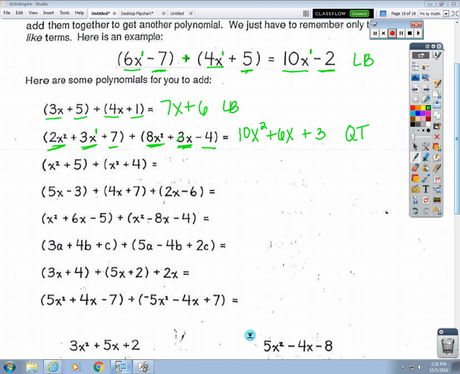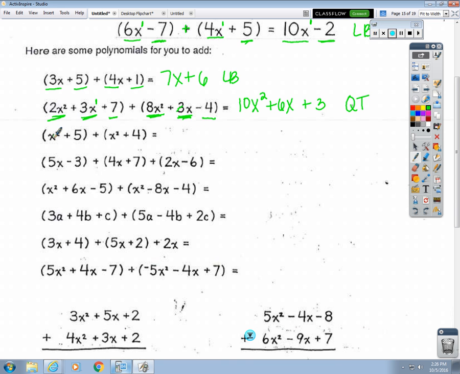Okay. The next one. Isn't this a 1x squared? And so is this one. So when you add the x squared terms together, what do you end up with? 2x squared. Okay, and then you can combine the 5 and the 4, and you're adding them, so that makes a positive 9. And the name of it is not LB, QB. It's quadratic because the highest exponent's a 2, and that's quadratic.